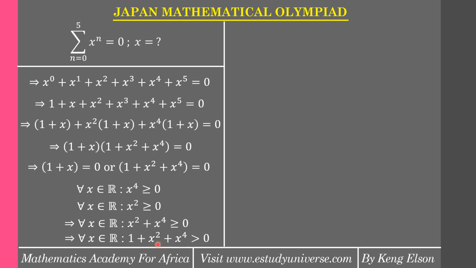Okay, so we cannot add two quantities that can be 0 to 1 and the result eventually one day becomes 0. It's impossible. So this quantity here is always positive for any value of x you take. So it therefore means that 1 plus x squared plus x to the power 4 equal to 0 cannot be solved in the set of real numbers.